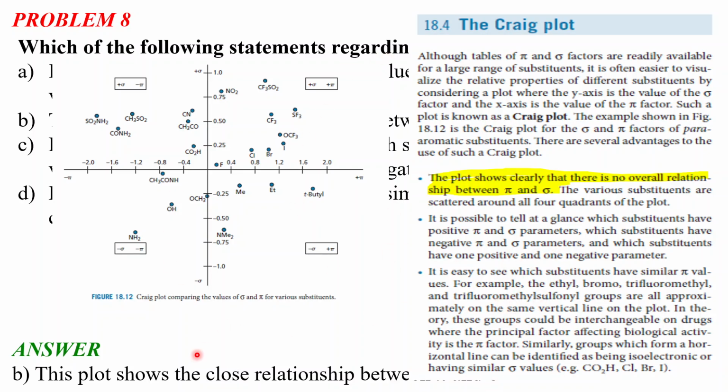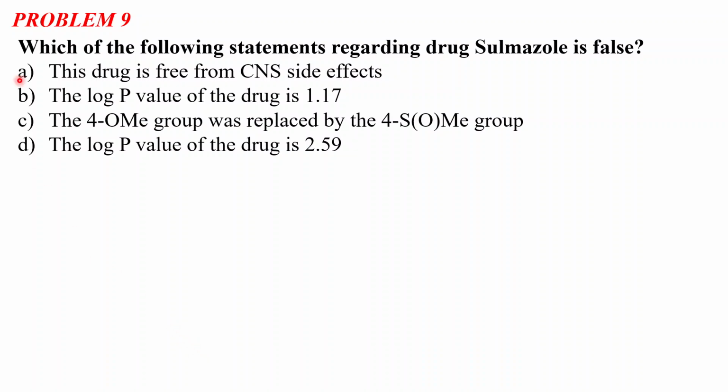Now I will go to the next problem. Problem number 9 says: which of the following statements regarding the drug salmazole is false? Your options are: number A, the drug is free from the CNS side effect. Number B, the log P value is 1.17. Number C, the 4-OMe group was replaced by the 4-SOMe group. And number D, the log P value of the drug is 2.59.